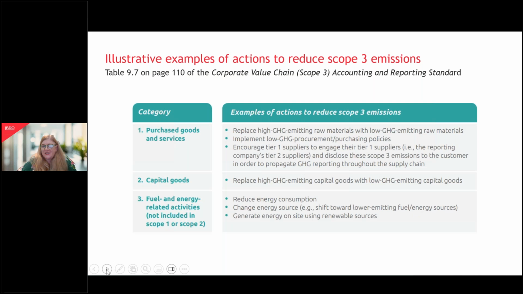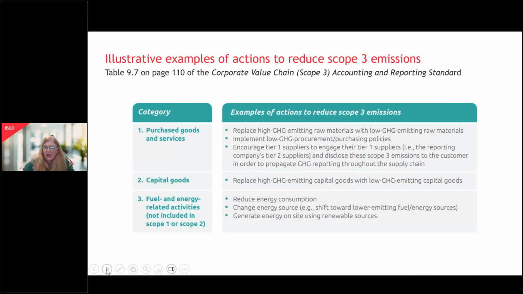If you want to look at decarbonizing Scope 3 emissions across Category 1, we replace high greenhouse gas emitting raw materials with maybe low GHG emitting raw materials if possible. We implement low GHG procurement or purchasing policies. We see this across many of our clients. We encourage your tier 1 suppliers, so that is your direct suppliers. You encourage them to engage with their direct suppliers in order to reduce their carbon footprint. So you're pushing it right through the whole value chain. And you disclose these Scope 3 emissions to the customers in order to propagate GHG reporting throughout the supply chain. So it's an education exercise, not just from you to your suppliers, but your suppliers to their suppliers.